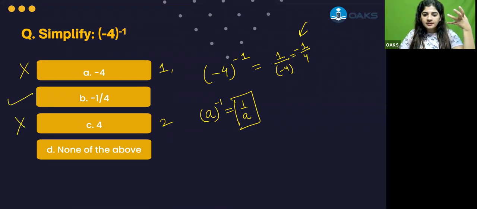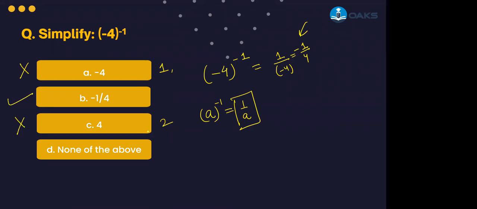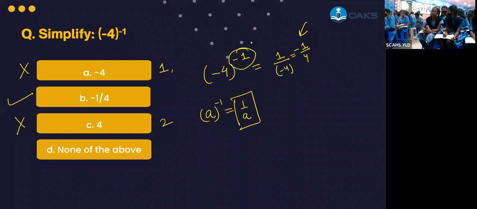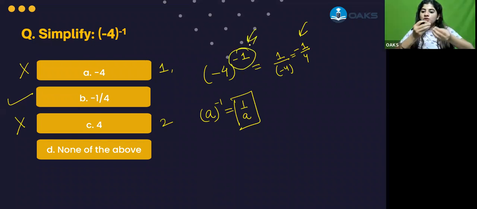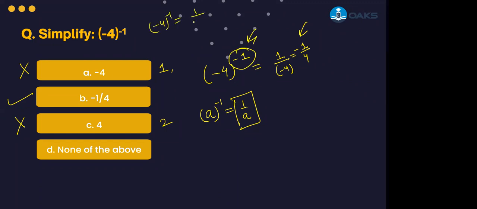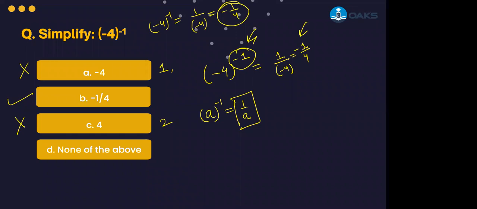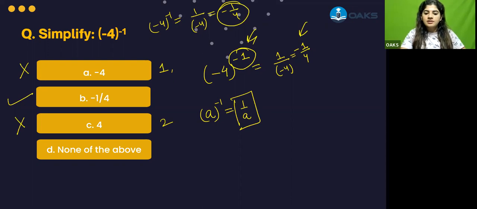Are you able to understand? Yes, madam. Okay, so this minus sign is inside the bracket. We cannot do minus 4 into minus 1. No, we are not doing this. We are just solving this first, which means taking the reciprocal of the number. Minus 4 raised to power minus 1 will be equal to 1 over minus 4. This is the law we have used. Now we simplify. So, B is the correct answer, not A, not C. Let me show you the answer.